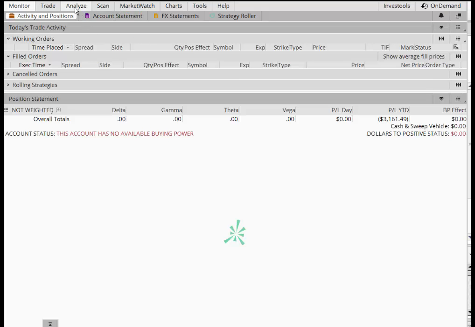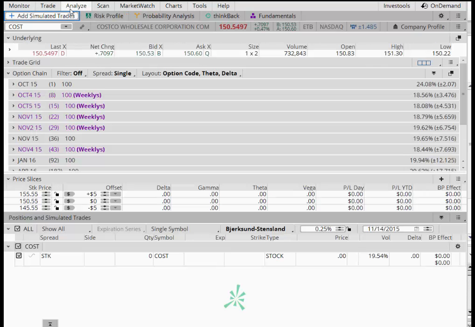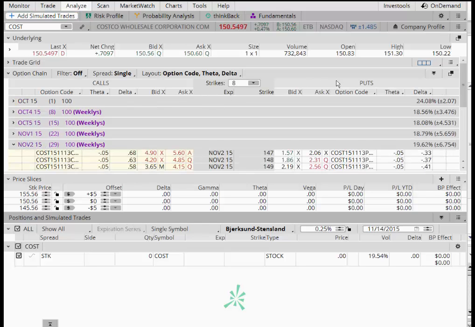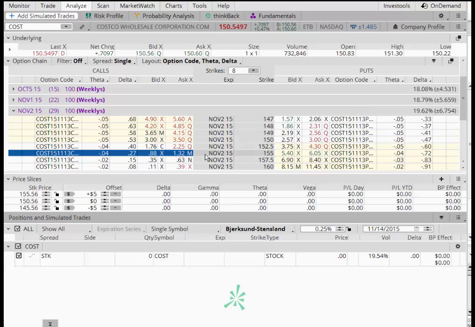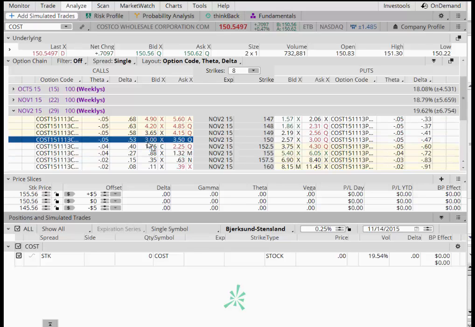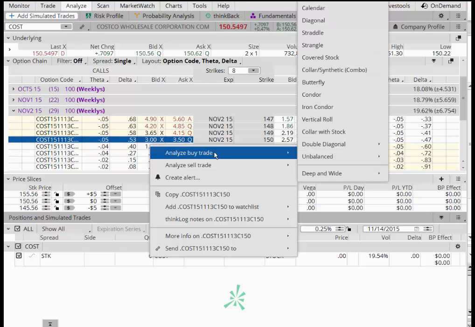I want to click on the Analyze tab, and I've entered COST, which is the symbol for Costco, one of my favorite stocks. I would like to sell some calls that have about a month of remaining life, 29 days in these November 2s. So click on that, and the stock is selling for right now $150.56. So I want to select the 150 strike price, which is at the money, and I right click on that and I say Analyze a buy trade.